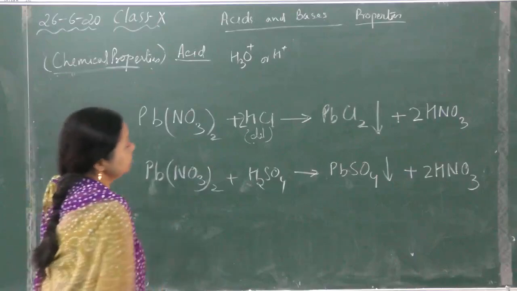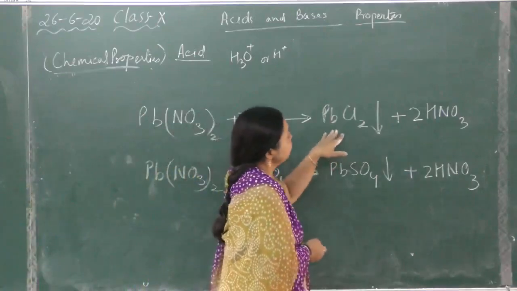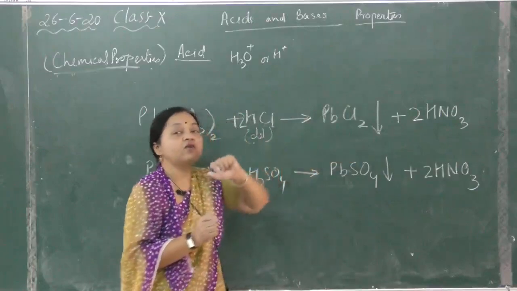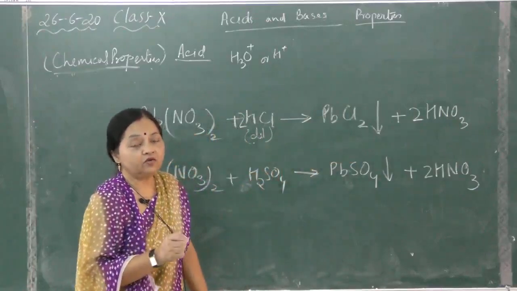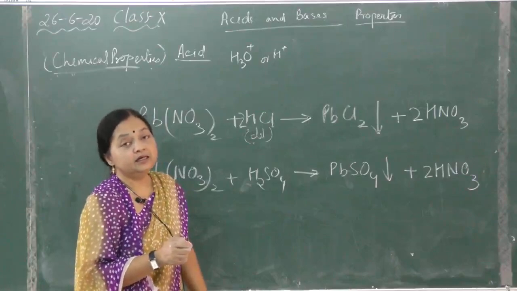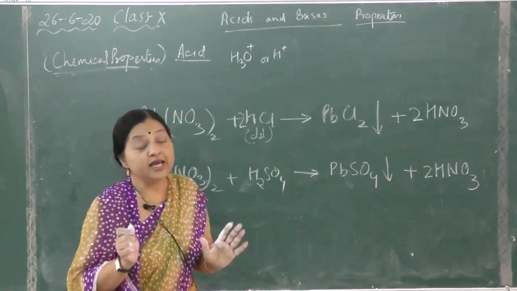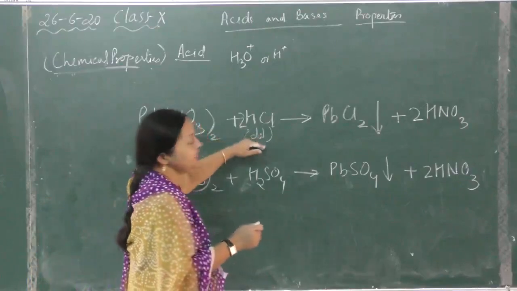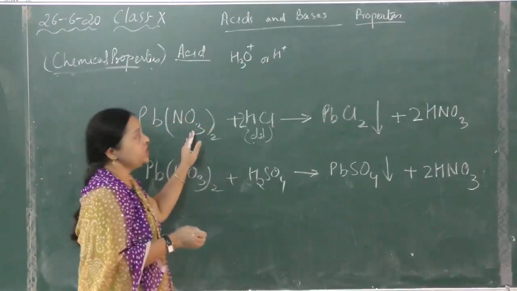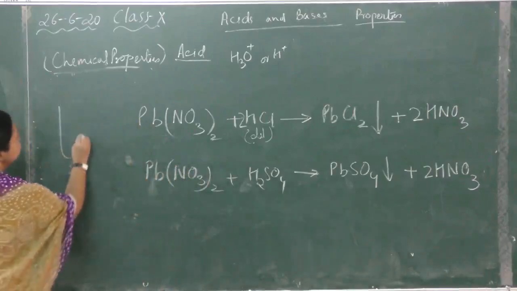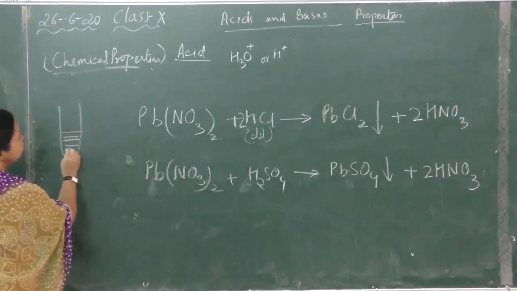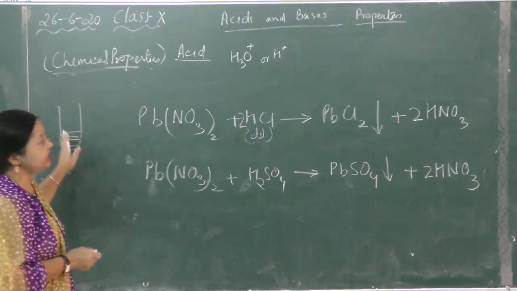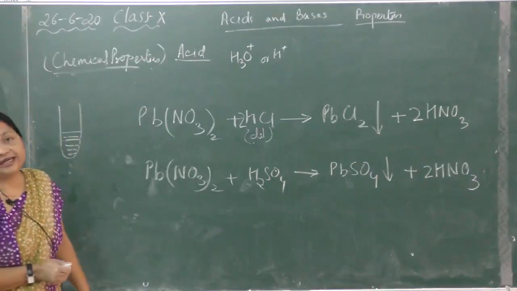So on heating, this has a very typical characteristic. This is the chloride which is insoluble in cold water and soluble in hot water. So under normal conditions, when you add dilute HCl to lead nitrate, you will see a white precipitate forming in the test tube. Now if you warm the test tube, the precipitate vanishes, it dissolves.